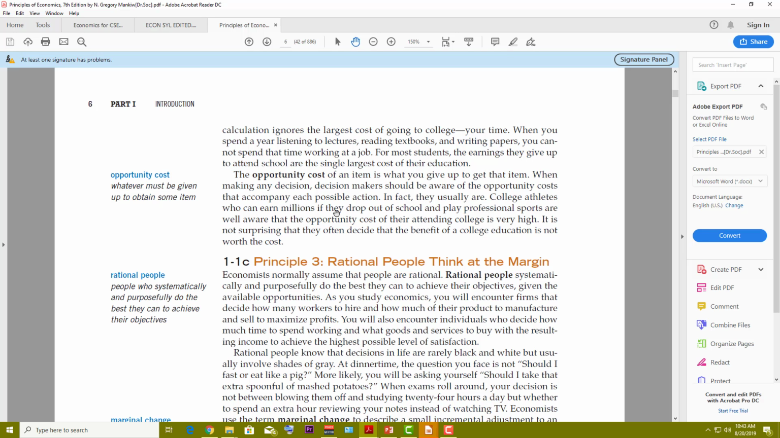Have you ever heard the saying that there's no such thing as a free lunch? That is true. Nothing is free in life. You have to give up something to get something. The example I was given earlier: college athletes who can earn millions if they drop out of school and play professional sports are well aware that the opportunity cost of attending college is very high. It is not surprising that they often decide that the benefit of a college education is not worth the cost.